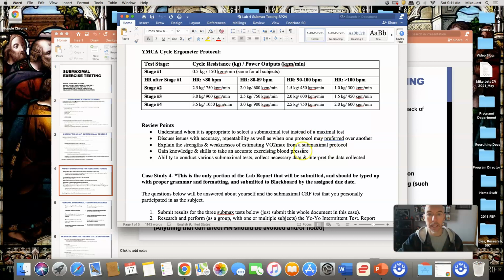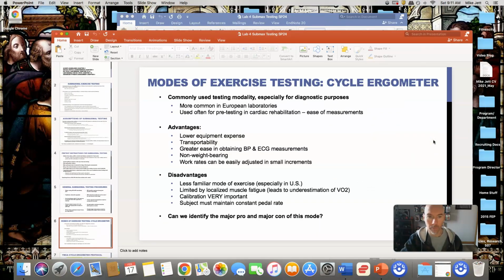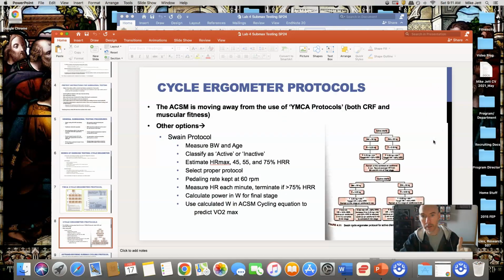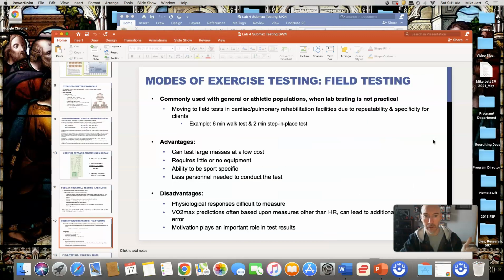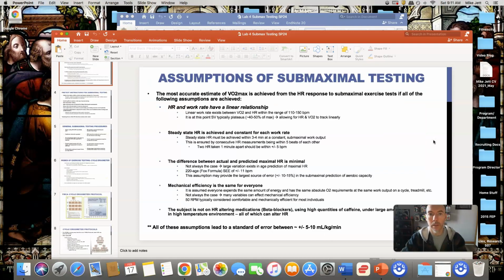Okay. Is there anything else I want to say about that? Let me just kind of buzz through the slides. Now, it has on these slides going through the different modes, the cycle ergometer, treadmill here, but it does tell you about field testing, exact advantages and disadvantages with the different modes. So it could be good to review that as well.